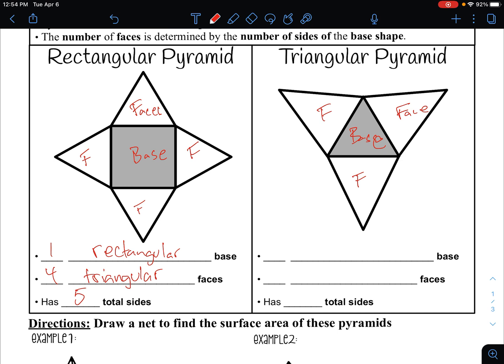When we look at this triangular pyramid, it has one triangular base. And it's got how many faces? 3, and they are all triangular. And it has a total of 4 sides. So one base plus 3 faces equals 4 sides, whereas this rectangular one has one base and 4 faces, which means 5 sides.